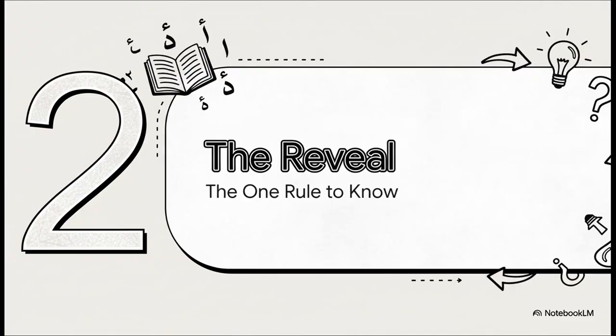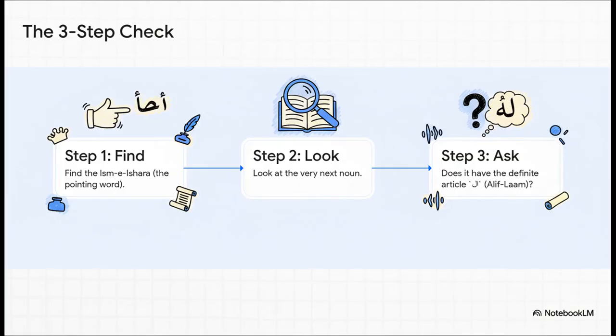Okay, so we've got our pointing words down, we know what they are. Now it's time for the big reveal. The entire secret to that puzzle from the beginning, it all comes down to one simple rule about what comes right after that pointing word. And the process is just brilliantly simple. It's a quick three-step check.